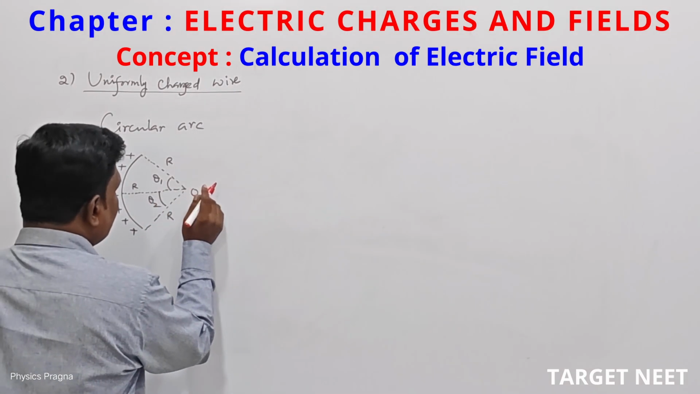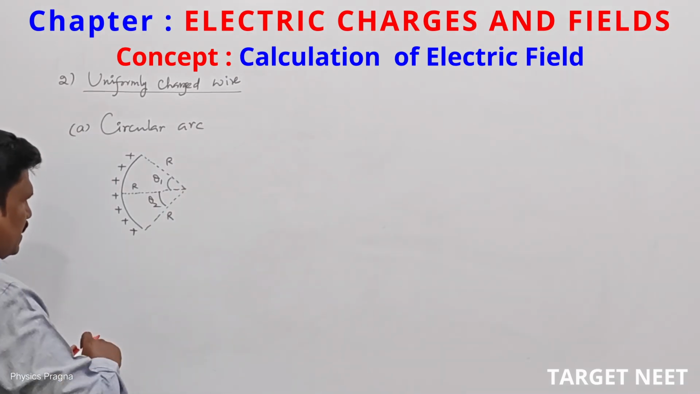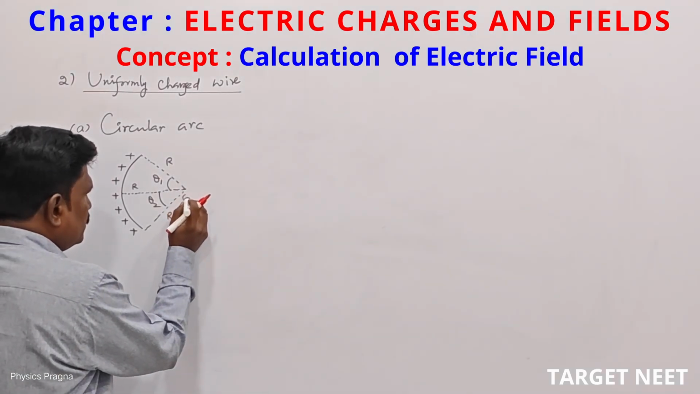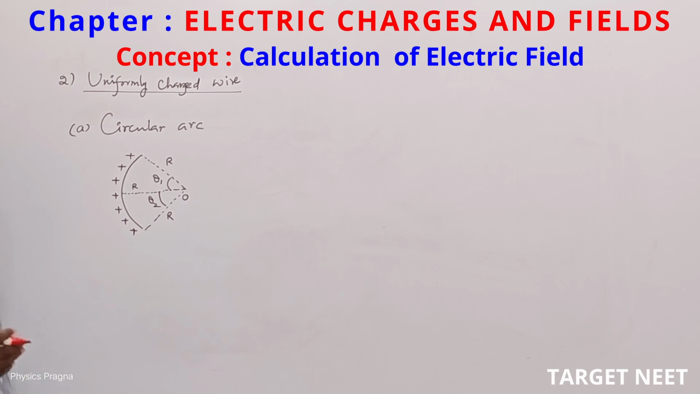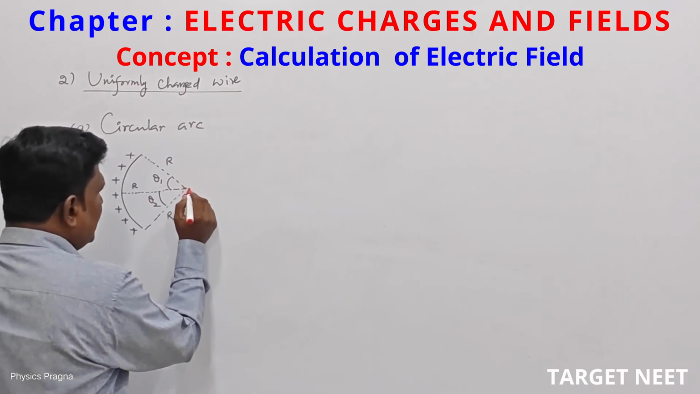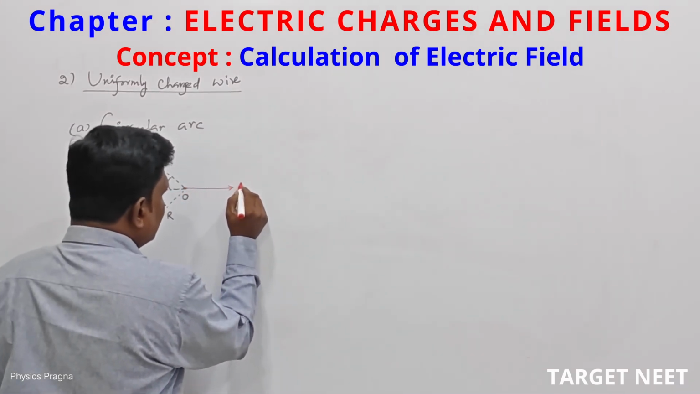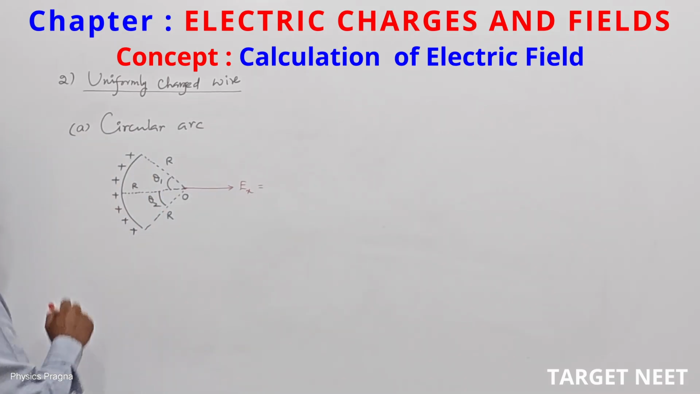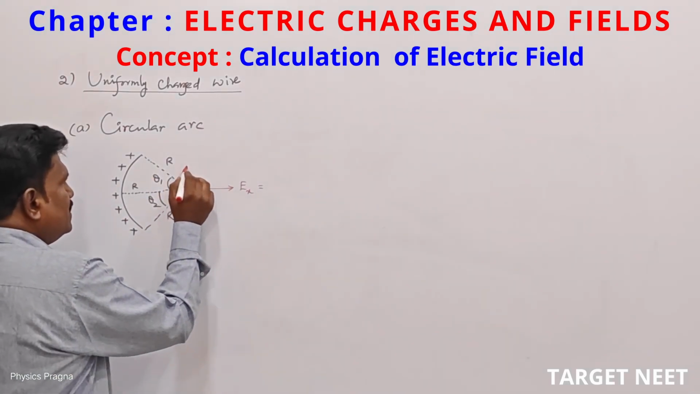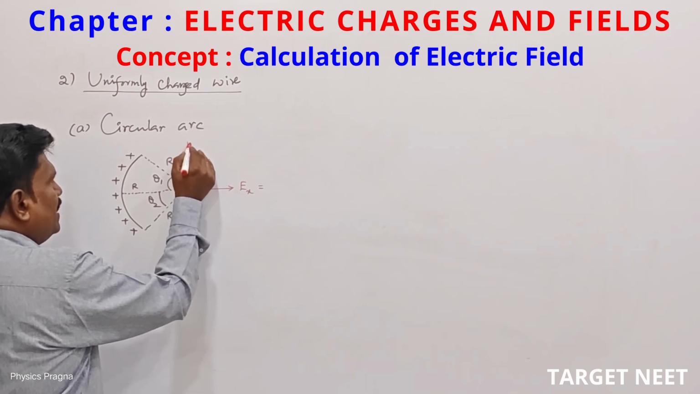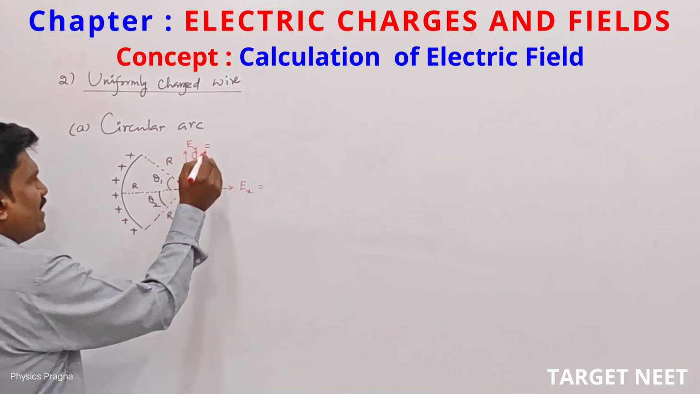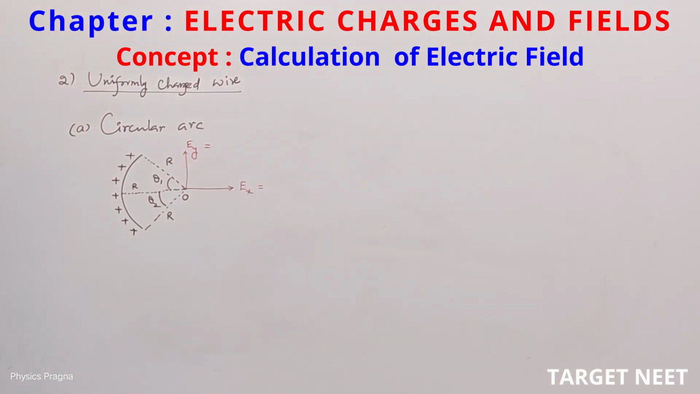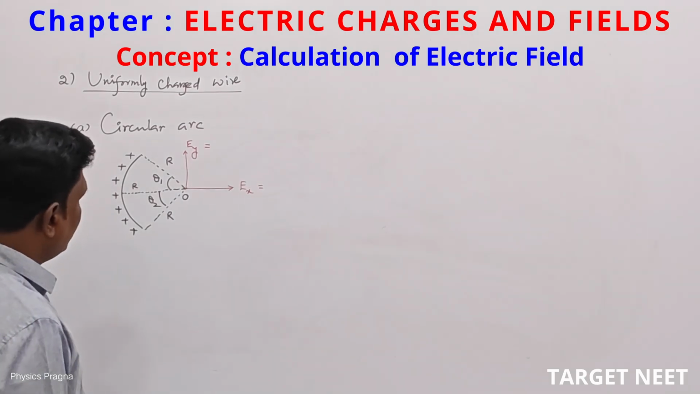The direction of electric field at O, let us name it here as O. Here the electric field will be along the x-axis as well as along the y-axis. See, always the electric field is away from the positive charge. This is the x component of the electric field due to this arc, and this is the electric field directed along the y-axis. These formulas are very important, you have to remember.